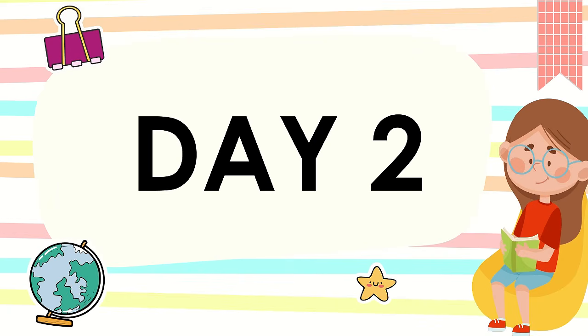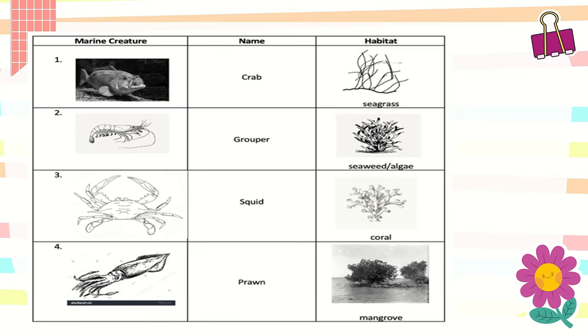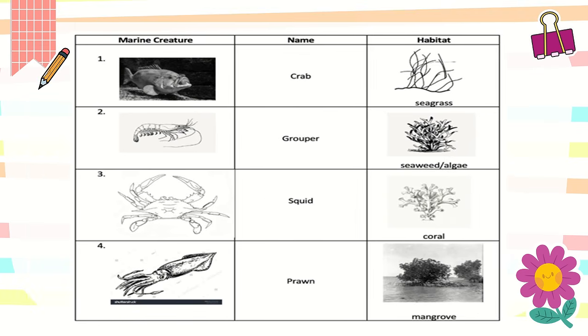For day 2. Draw a line between each marine creature, its name, and its habitat. Share your answer with your seatmate. Here are the marine creatures and their names: crab, grouper, squid, and prawn. For their habitats: seagrass, seaweed or algae, coral, and mangrove.